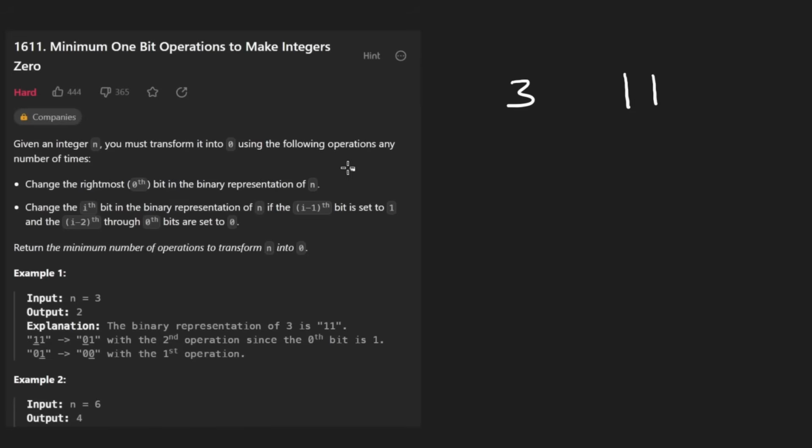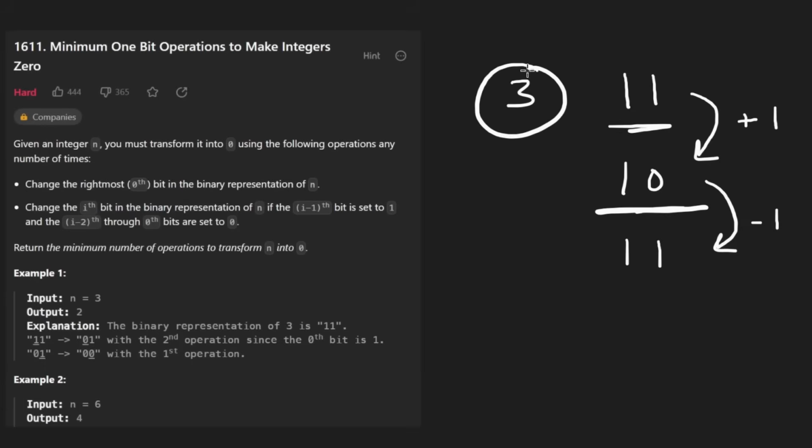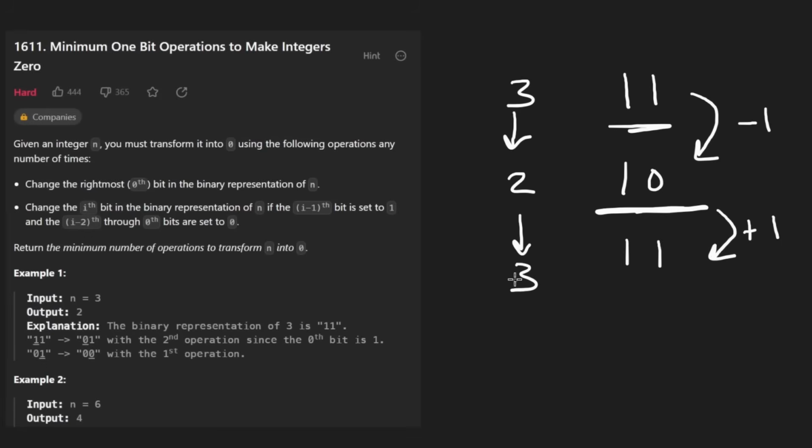We can only do 2 different operations. We can either change the rightmost bit. So we're always able to change the ones place. If we swap it now, we will change it to 1, 0. If we change it again, we can change it to 1, 1. So in a way, we can either add 1 or subtract 1 from whatever number we have. So we have 3, or in this case, I actually had it backwards. This is subtracting 1. So we can change this into a 2, and then we can change it back into a 3. The other operation is a bit complicated, actually.